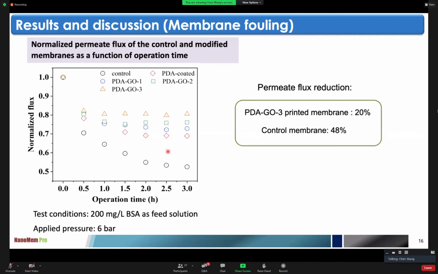From this figure, we can see that compared to the control membrane, our modified membrane showed better anti-fouling property. For example, at the end of the operation time of 3 hours, the normalized permeate flux reduction of the control membrane is around 48%. However, for the PDA-03 membrane, it is around 20%.